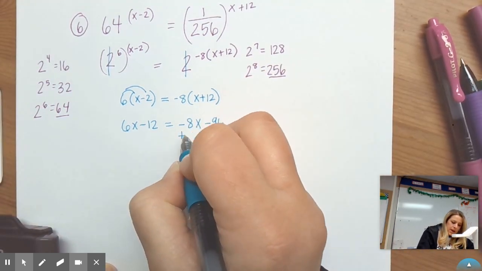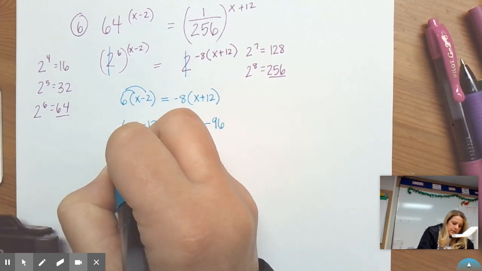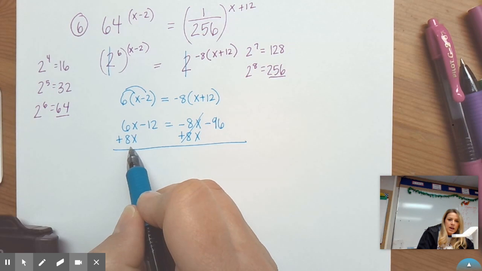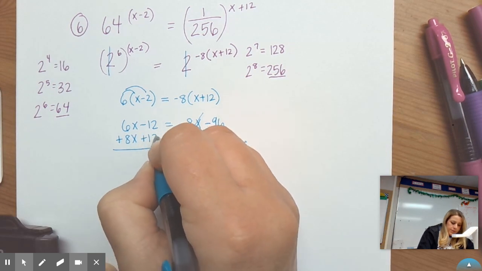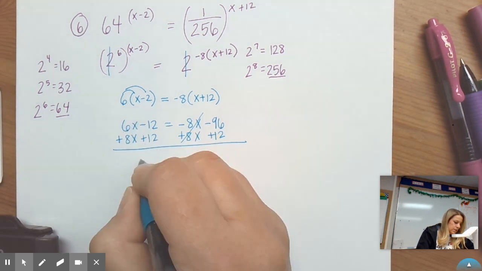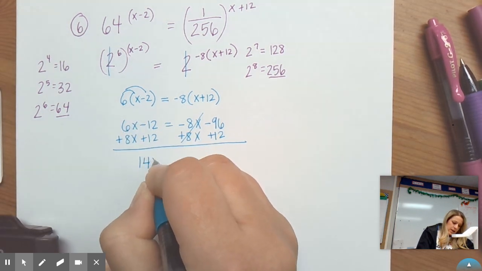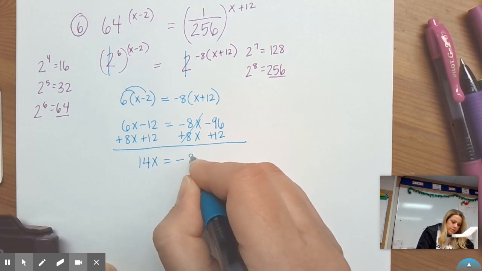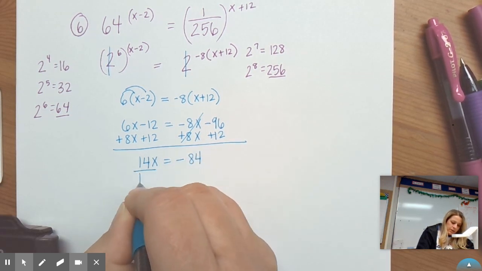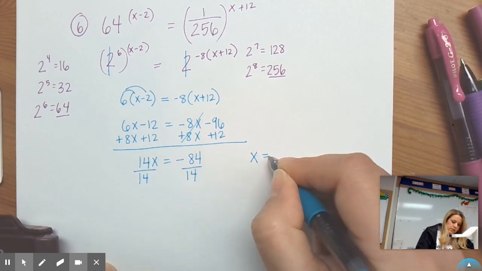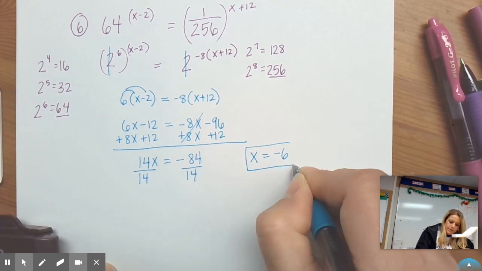Okay, so now I'm going to add 8x. And since I'm bringing over my x's to this side, I'm going to add 12 as well. So I get 14x equals negative 84. And when I divide by 14, I get x equals negative 6.